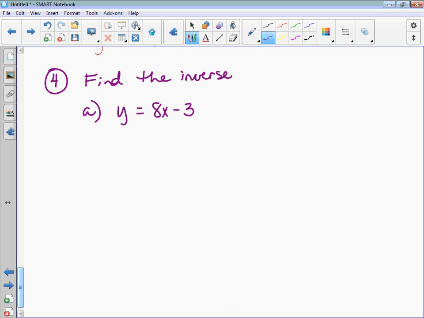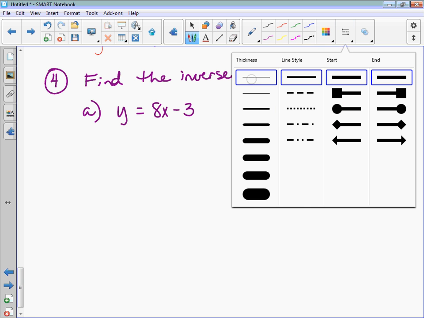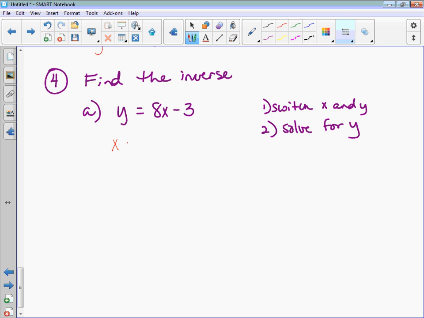Alright, we're going to find the inverse. Do you guys remember how we go about finding the inverse of the function? Yep, so step 1 is switch x and y, and then what? Good. Step 2, solve for y. So I've given you a very easy one to begin with. So what would my inverse be?